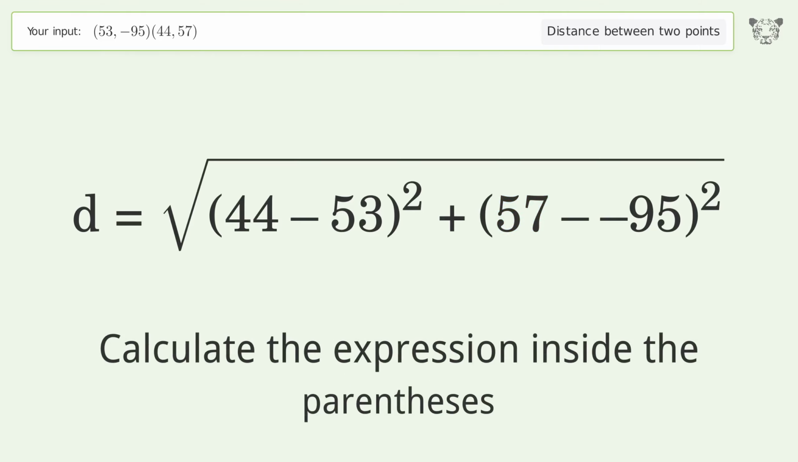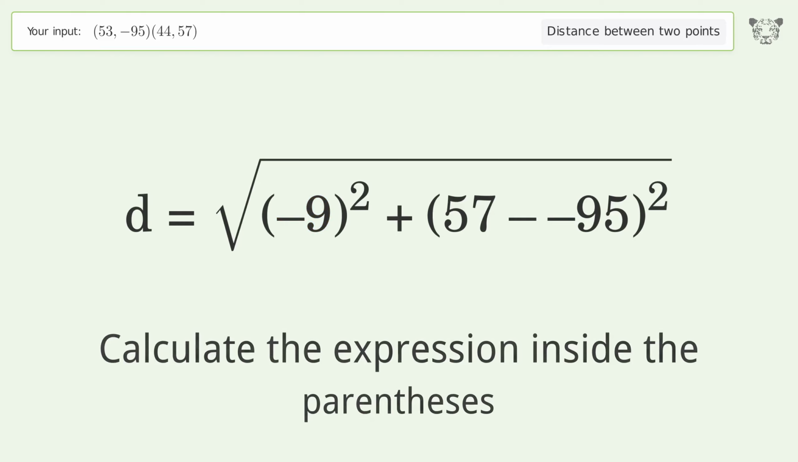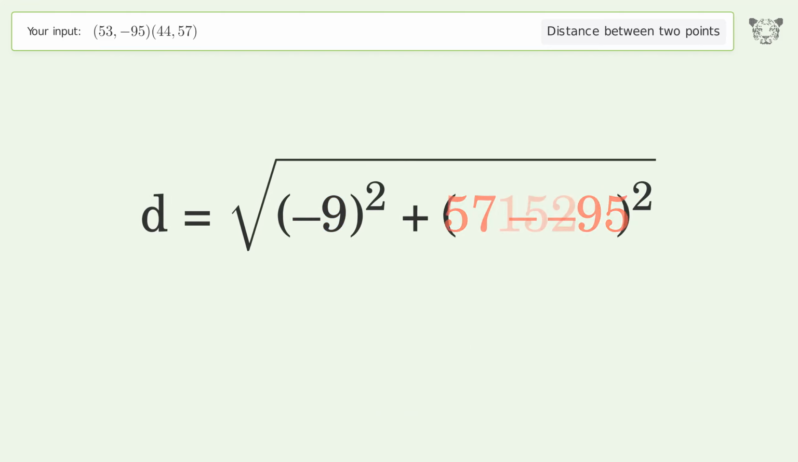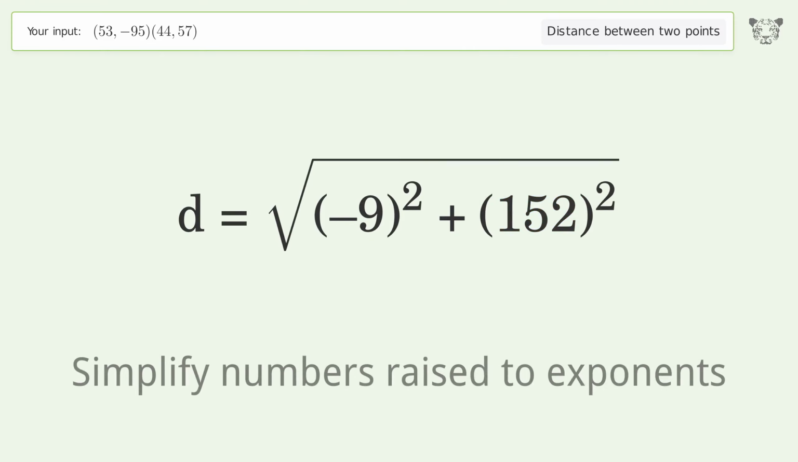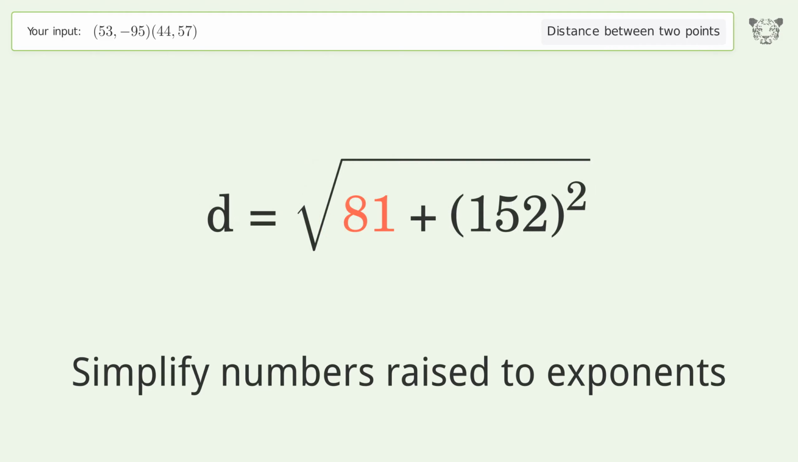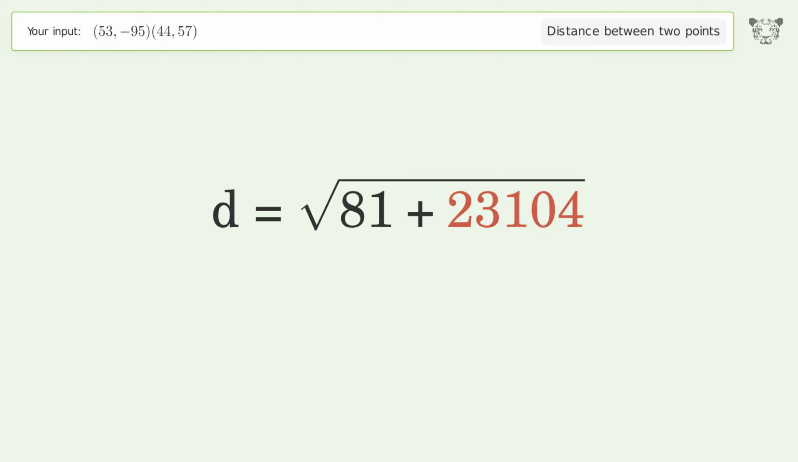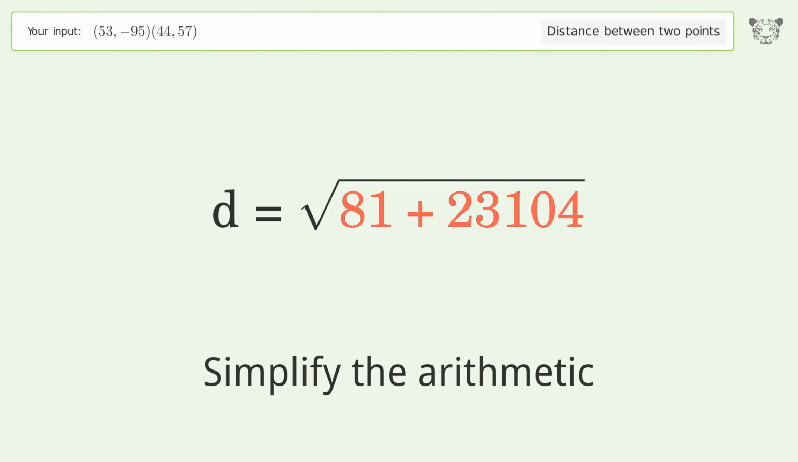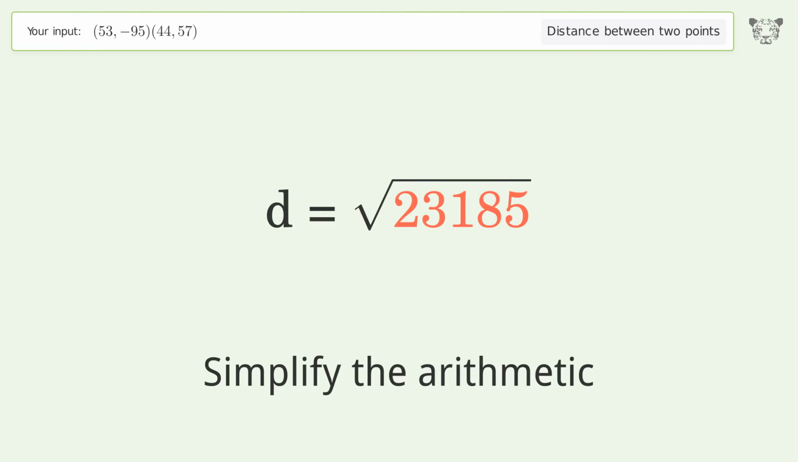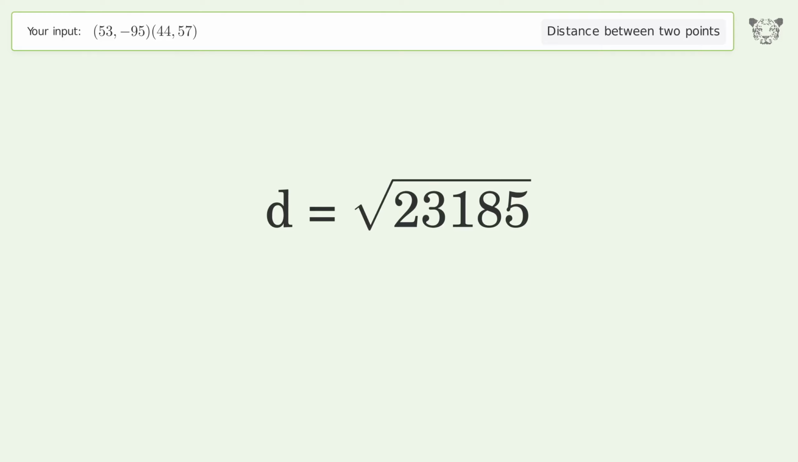Calculate the expression inside the parentheses. Simplify numbers raised to exponents. Simplify the arithmetic. And so the distance between the 2 points is the square root of 23,185 or 152.266.